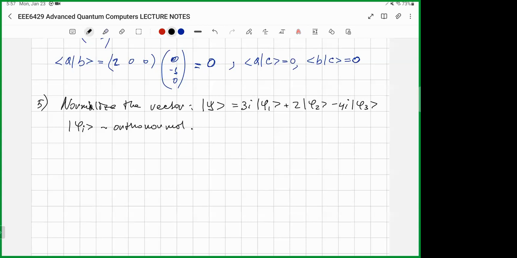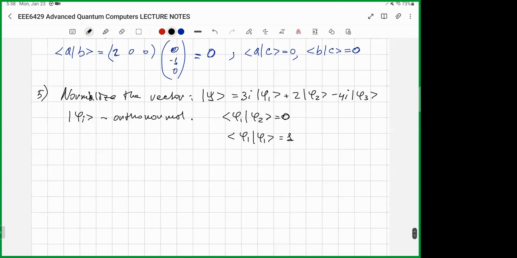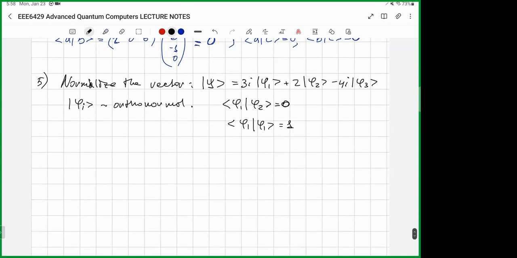Orthonormal vectors. What does it mean? It means that any product like phi1 and phi2 equals 0 because they are orthogonal, and any product like phi1 with itself equals 1 because they are normalized. Okay. And what we need is to normalize this vector psi here.